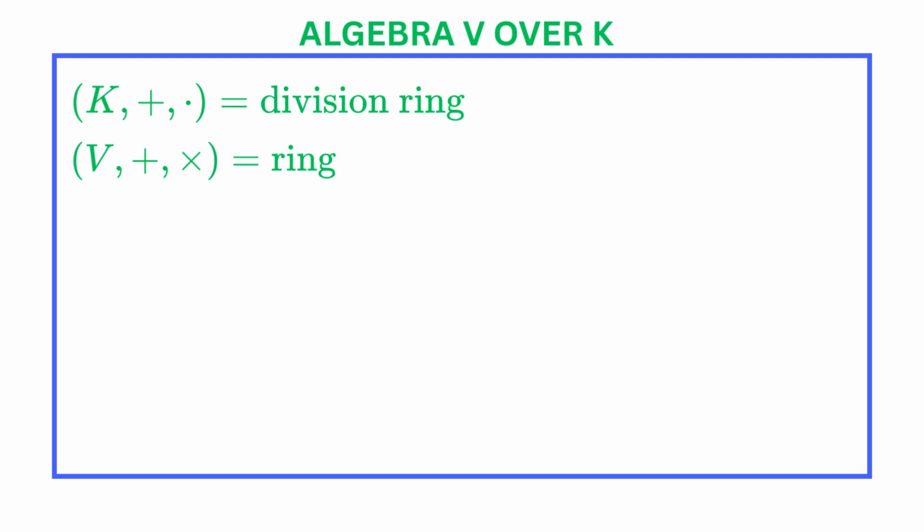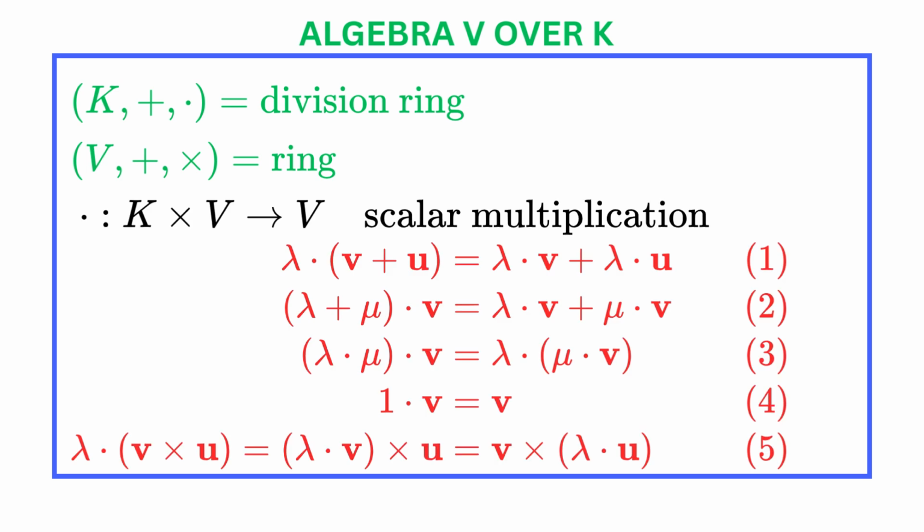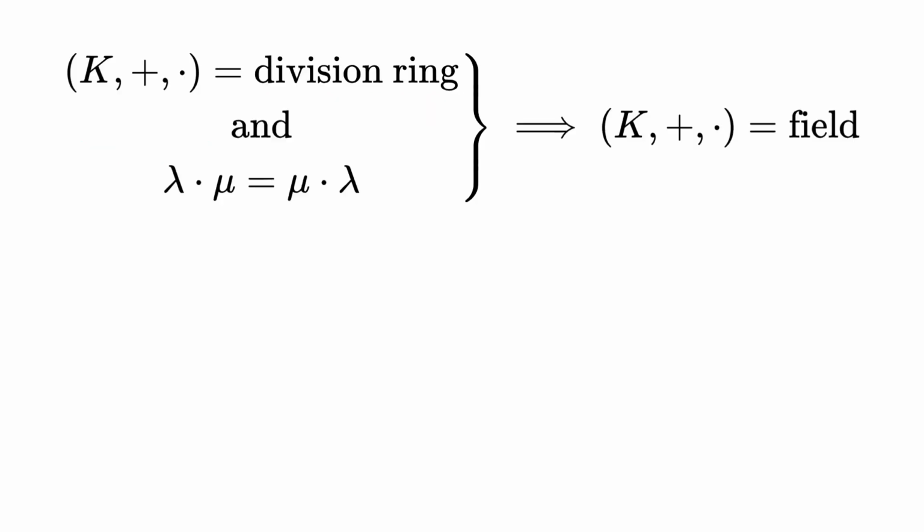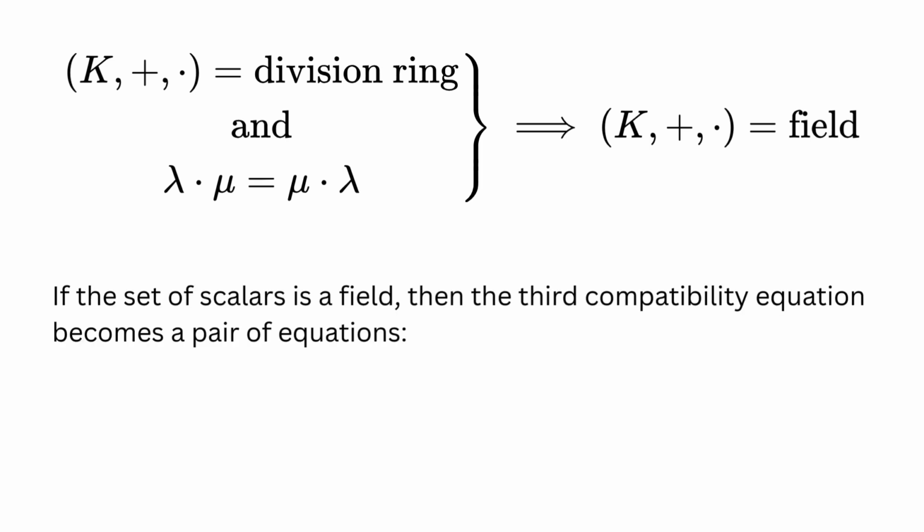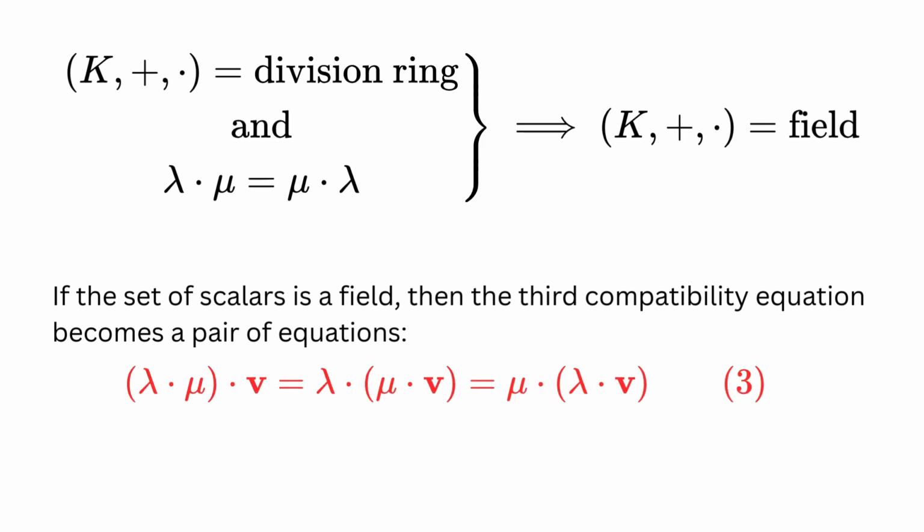For the algebra, the introduction of the multiplicative operation in V introduces also a new compatibility equation between this operation and scalar multiplication, which can be interpreted as associativity. It is important to note here that, other than the requirement of the ring structure in the set of vectors and the fifth compatibility equation, no other requirement is placed on the multiplicative operation between vectors. Finally, recall that a division ring only lacks commutativity of the multiplicative operation to become a field. If commutativity is added, then the compatibility equation 3 becomes two equations.